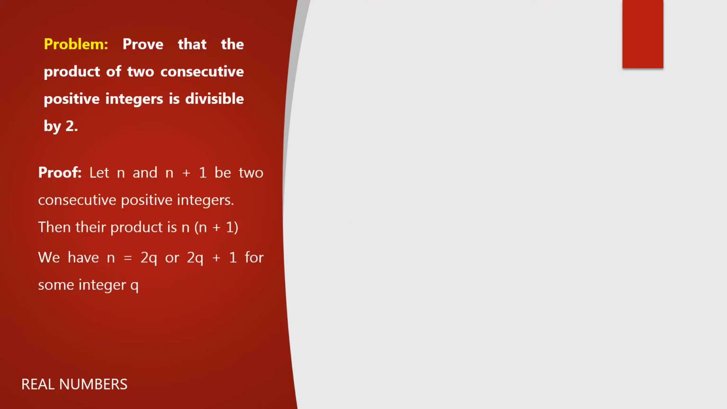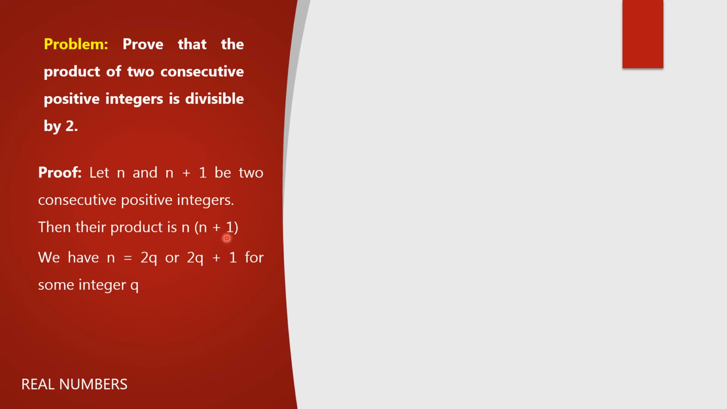Let me take two consecutive positive integers. If one number is 5, the other number is 5 plus 1, 6. If one number is 11, the other number is 11 plus 1, 12. The same way, let n be one number among the two positive integers, the other number will be n plus 1 directly. Therefore, n and n plus 1 be the consecutive positive integers, and their product means n into n plus 1 are taken.